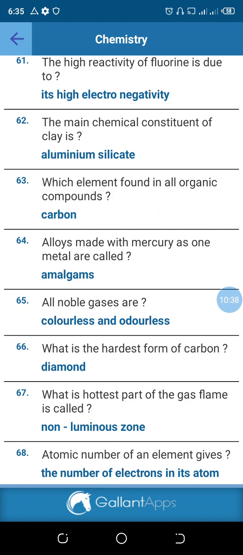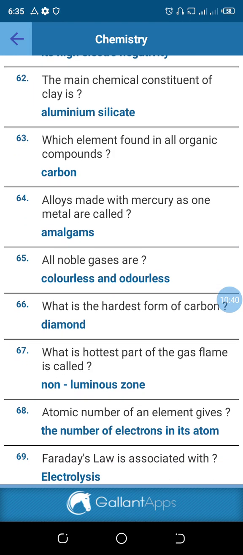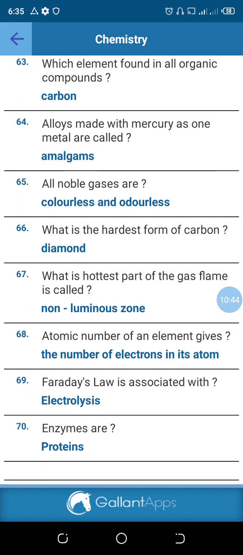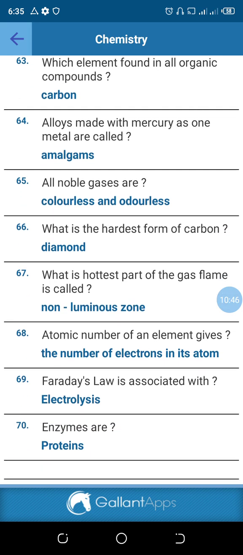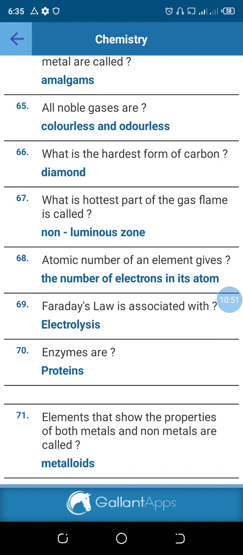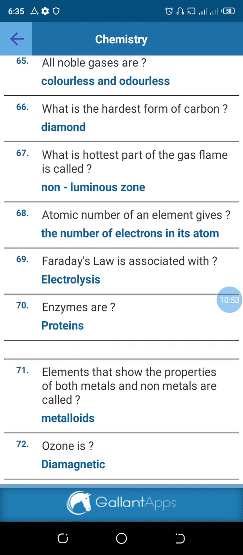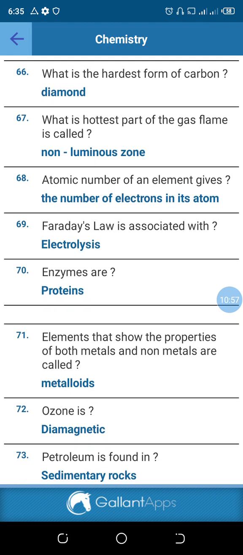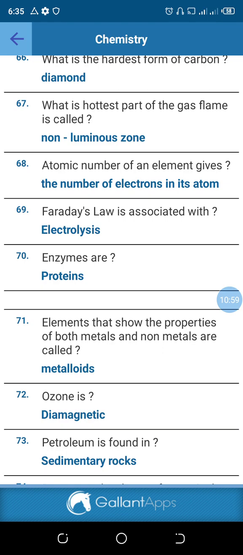The main chemical constituent of clay is aluminum silicate. Which element is found in all organic compounds? Carbon. Alloys made with mercury as one metal are called amalgams. All noble gases are colorless and odorless. What is the hardest form of carbon? Diamond. What is the hottest part of the gas flame?